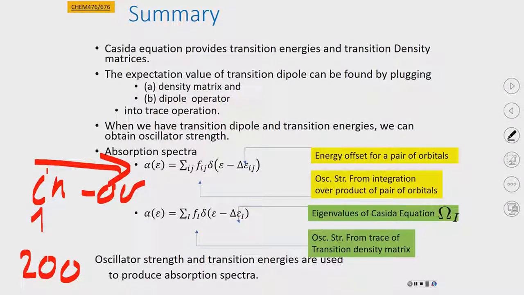So we do have two alternatives to compute the absorption spectrum. One is based on the independent orbital approximation, where one uses the energy difference of a set of pairs of orbitals and the oscillator strength between pairs of orbitals. Or we have transition energies and oscillator strengths for transitions numbered subsequently. In TDDFT, we don't have order, we count just transitions, oscillator strengths.